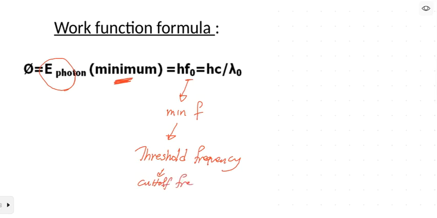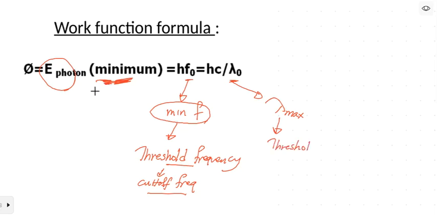So when we say threshold frequency or cutoff frequency, it means the minimum frequency of light required or needed to remove the electron. Is that clear? And this wavelength, lambda naught, is the maximum wavelength. Because if energy is minimum, the wavelength is maximum. They are inversely proportional. We call this wavelength the threshold wavelength or cutoff wavelength.